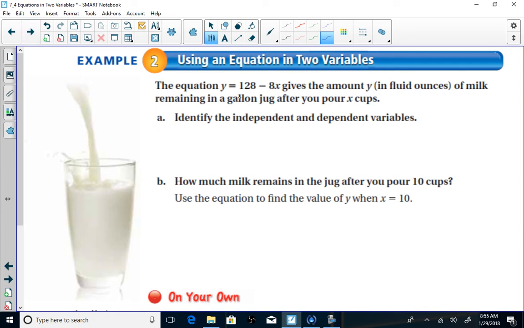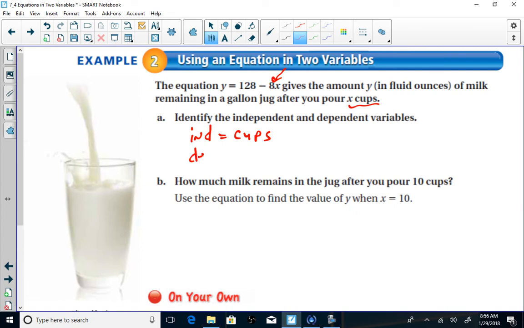It says the equation y is equal to 128 minus 8 times the number x gives the amount y in fluid ounces of milk remaining in a gallon jug after you pour x cups. Identify the independent and dependent variables. Well, like I said before, your x value, right? Your x value or your input variable is your independent variable. Well, it says x represents the amount of cups. Well, if x is your input variable, the independent variable, right? The independent variable are your cups.